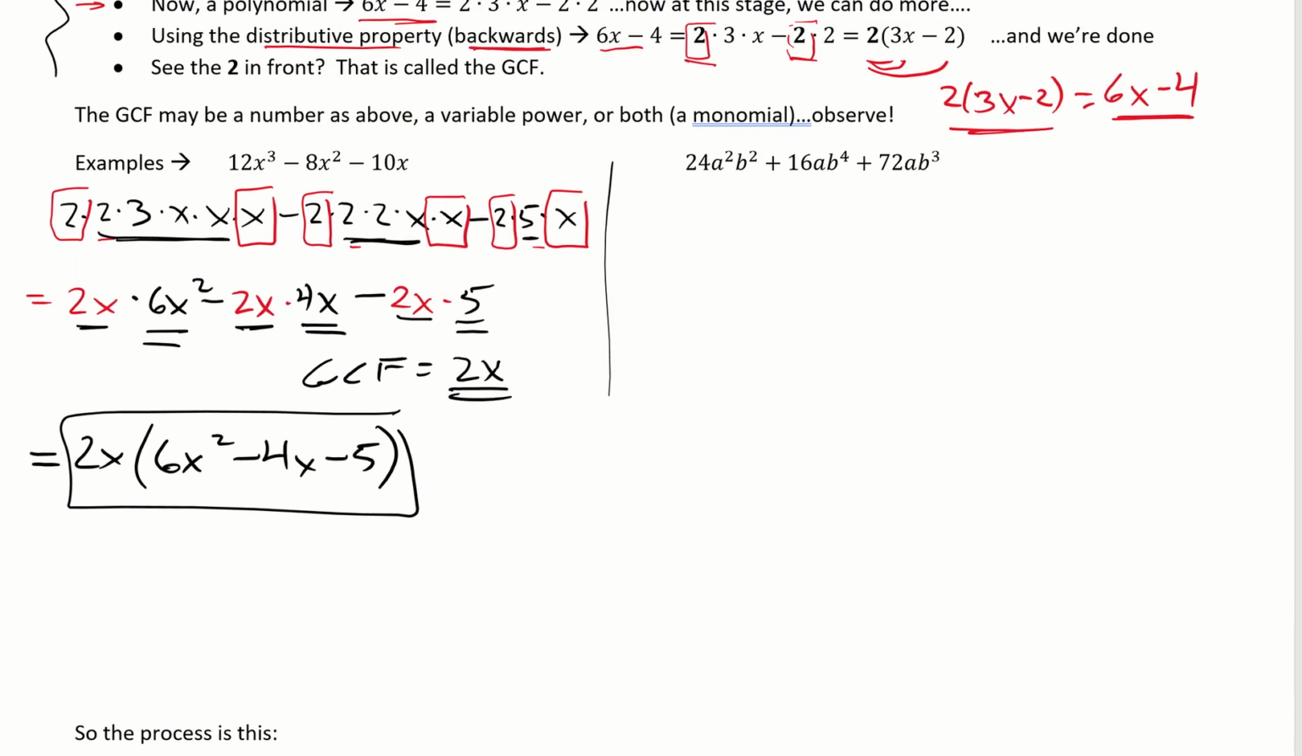So if you go back up here, look at the coefficients of 12, 8, and 10. The biggest number that divides, they're all even, 2 goes in. But you can't go any bigger than that, as you can see by the prime factorization. Only 2 goes into all of them.